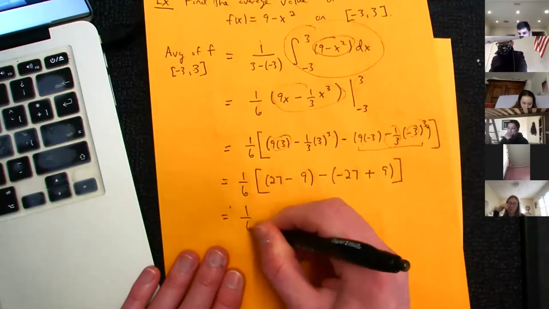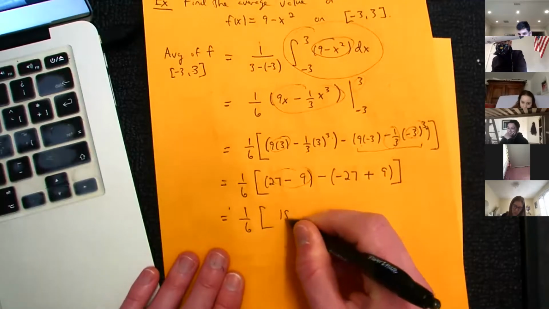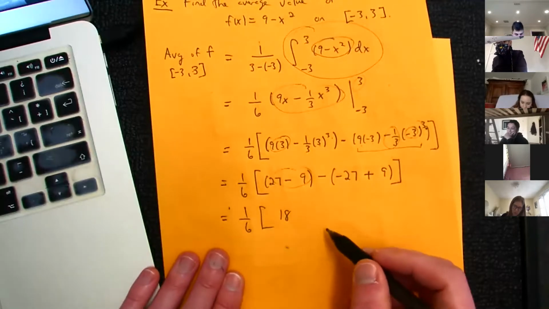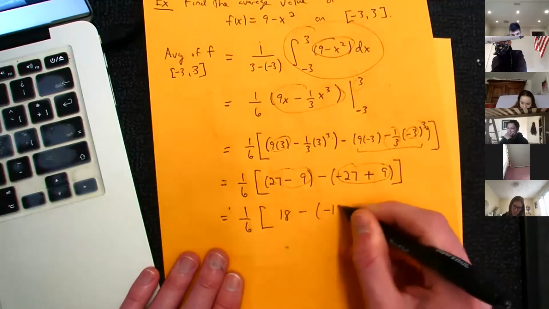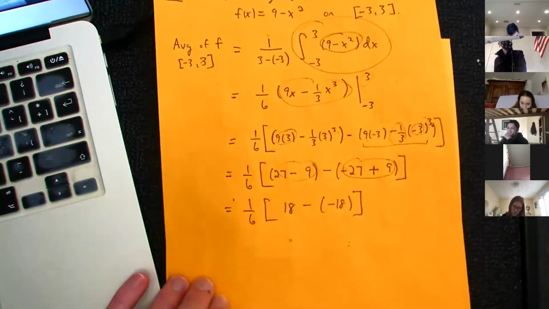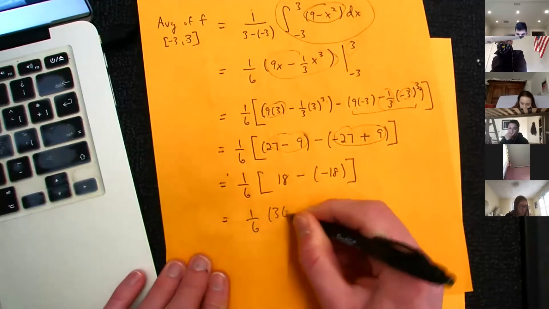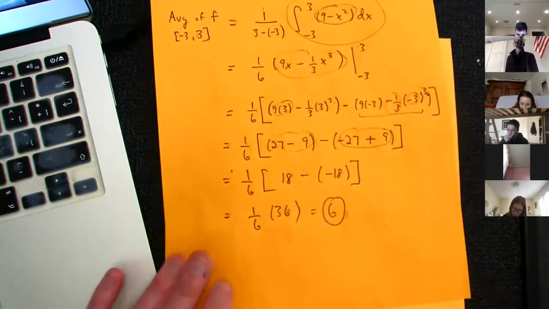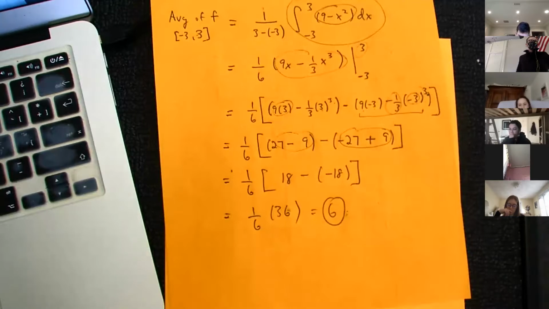Okay, so 1/6. Let's see, what is this? That, of course, is 18. 27 minus 9. And then minus this is -18. So it's 18 minus -18, which is 1/6 times 36, which is 6. The hardest part about that problem was not the calculus. I think you'll agree, right? The hardest part was like the 20,000 parentheses and negative signs. Yeah, so that's the average value.